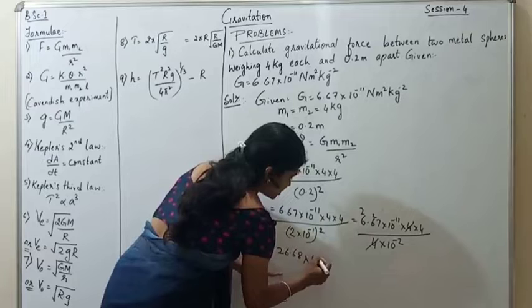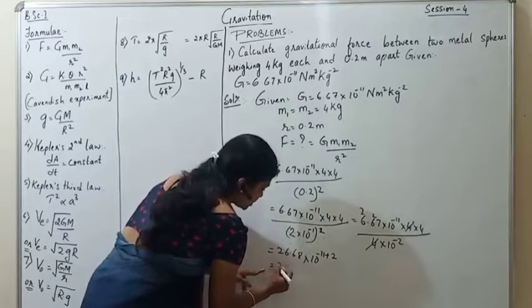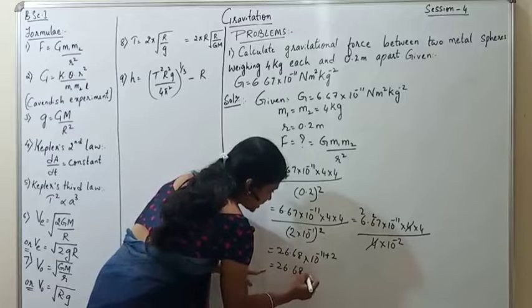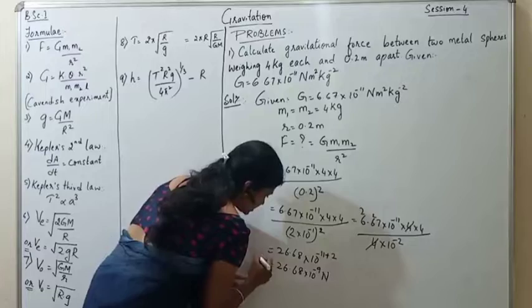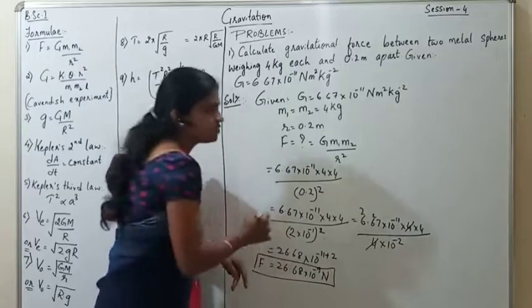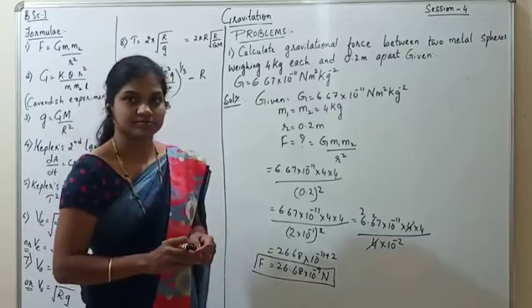This minus 2 goes up. So I have 10 raised to minus 11 plus 2. So it is going to be 26.68 into 10 raised to minus 9 Newton. And this is the gravitational force which we had to calculate.